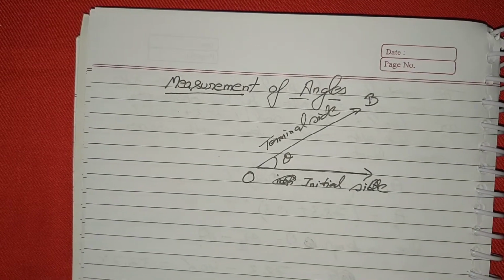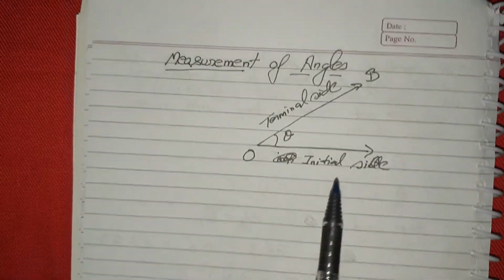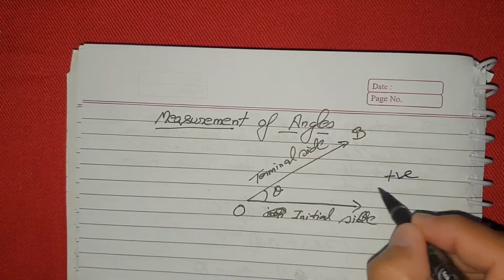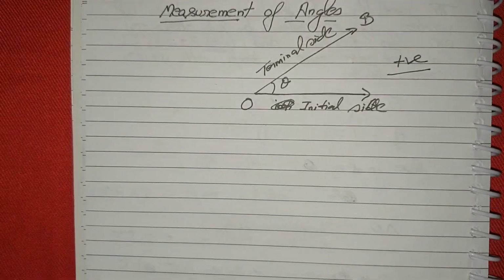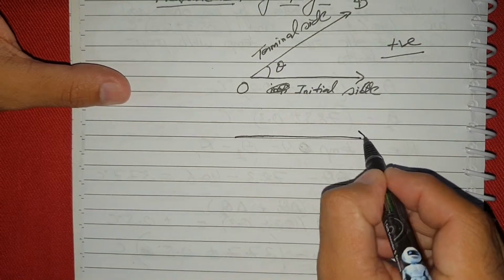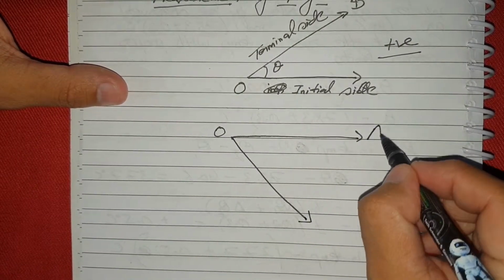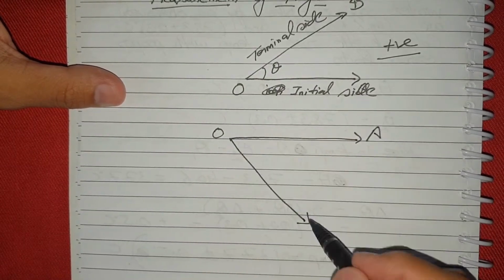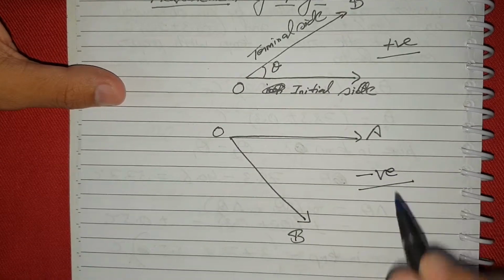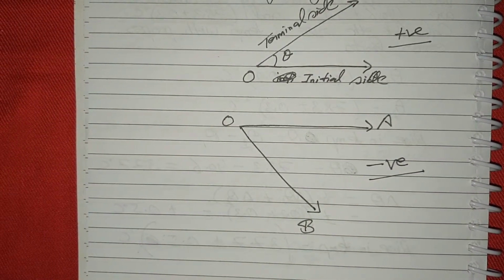Now, one more thing. If you are going in the anti-clockwise direction, basically in this, we have gone in the anti-clockwise direction, so this is the positive angle. And when you go in the clockwise direction, for example, take this as the initial side, and you go like this. So this is the initial side, this one is the terminal side. This will be known as the negative angle. Negative angle, which is in the clockwise direction.